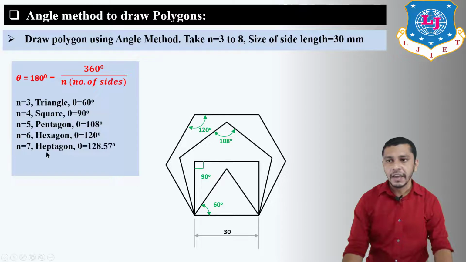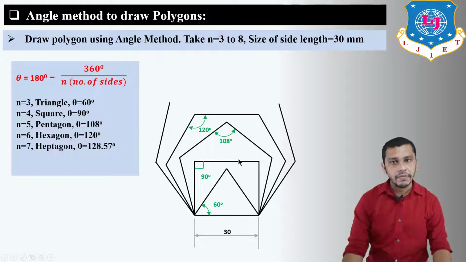Now n is equal to 7, heptagon. For heptagon, theta is equal to 128.57 degree. So from this point, measure 128.57 degree, having length 30 mm. Again, at an angle of 128.57 degree, having length 30 mm. Draw lines, and again at the angle of 128.57 degree, draw the lines, and you will get the heptagon.